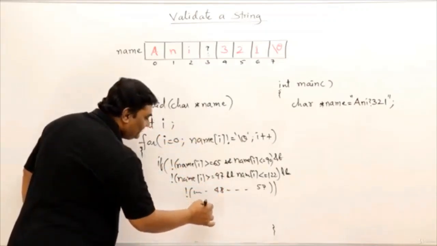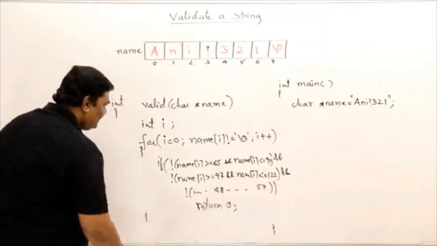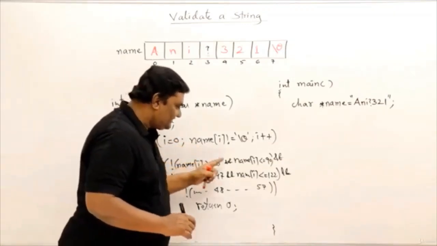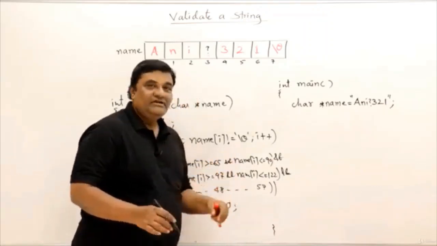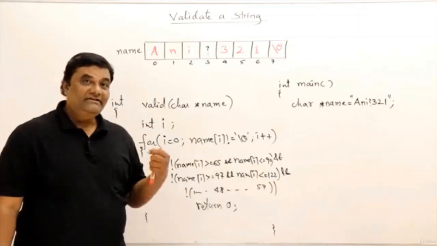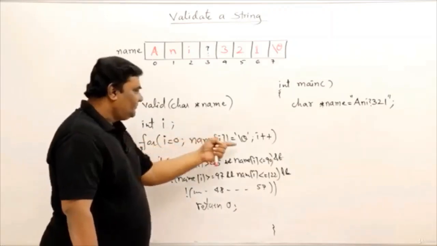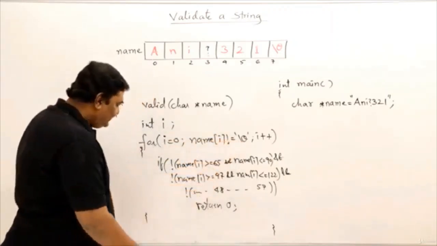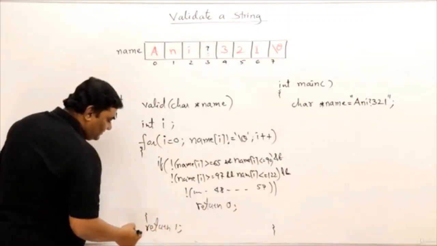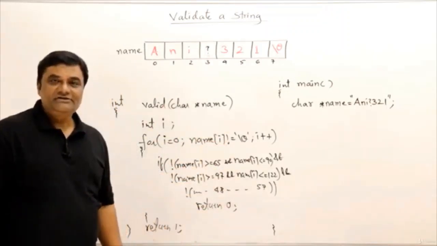So here I should return false, that is 0. And this is all happening inside the for loop, right? Inside the for loop, for every character we are checking whether it is not in this range and not in this range and not in this range, then it is an invalid symbol, right? Invalid letter. So return 0 means return false. Otherwise, if I have come out of the loop by reaching the end of the string, then everything was perfect. So return 1, return true. That's it. So this is the validation function.